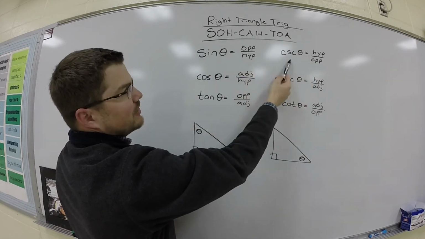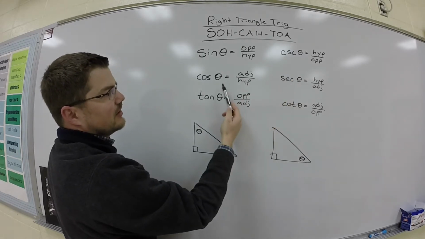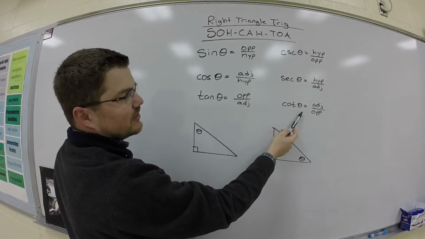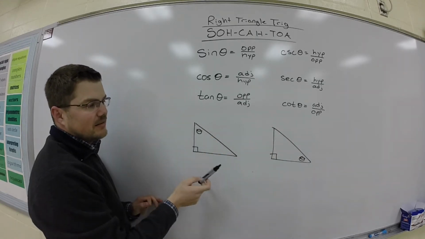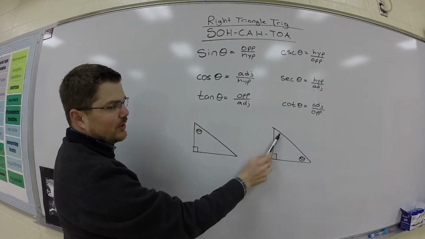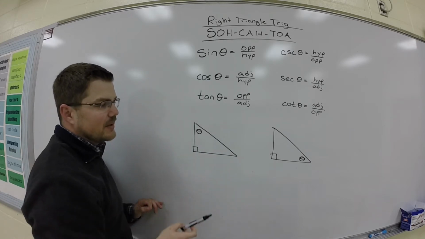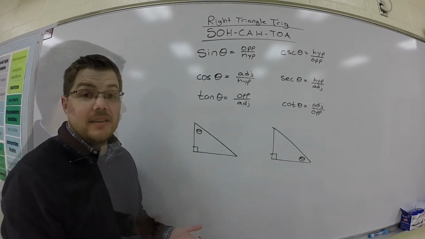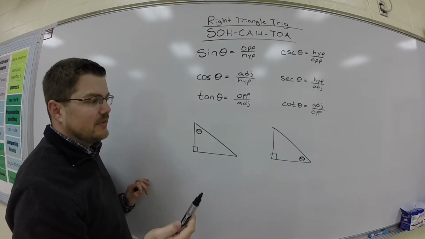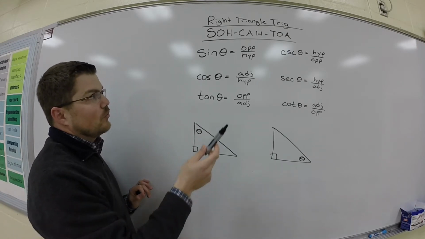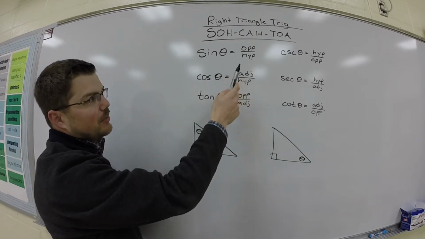Cosecant is just sine flipped over. Secant is cosine flipped over. And cotangent is tangent flipped over. Alright, so theta represents one of these acute angles in the right triangle. The question will tell you what theta is, or where theta is. And wherever it's located, you need to be able to tell which sides are the opposite, hypotenuse, and adjacent.